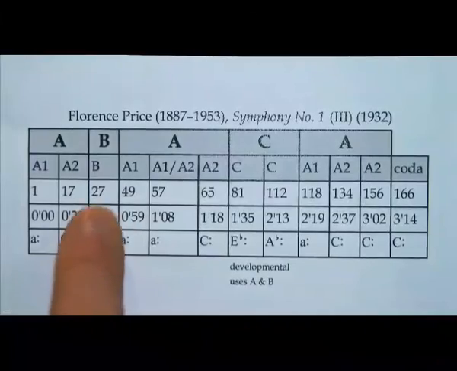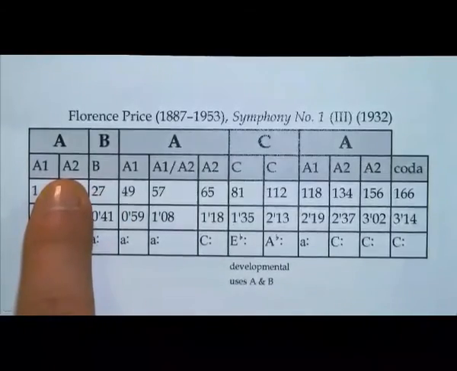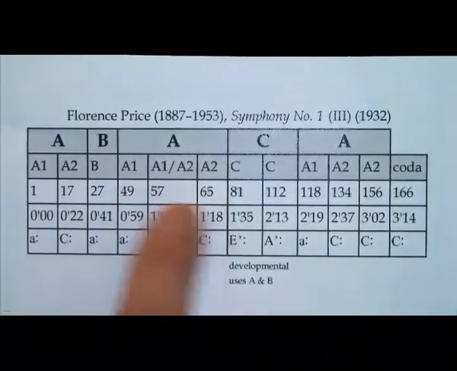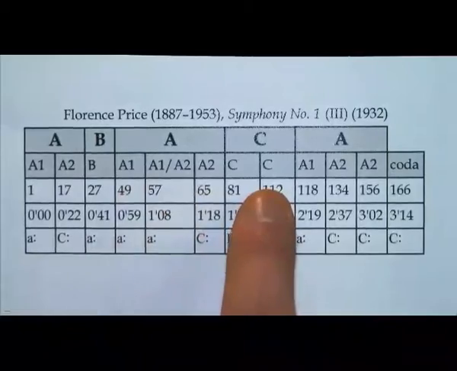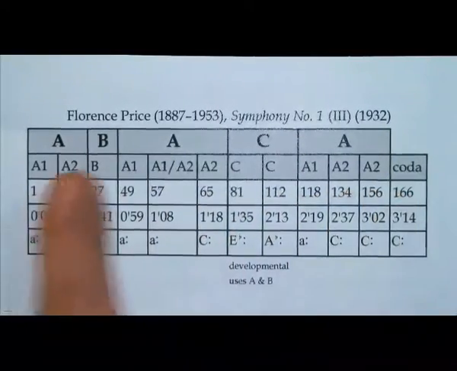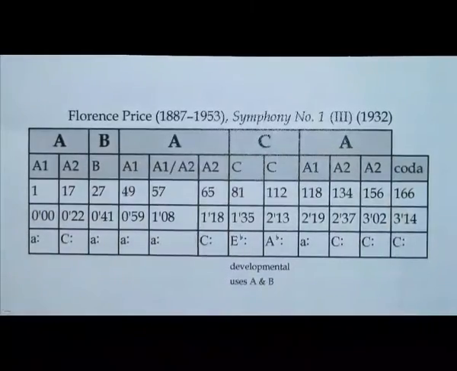Oh, that's got to be the B, so that must mean A has two components to it, okay, and that's no problem. And then we have the A, all of this is A, and then we have the C, and then the A1 and the A2. And so overall, a 5-part rondo with a coda.